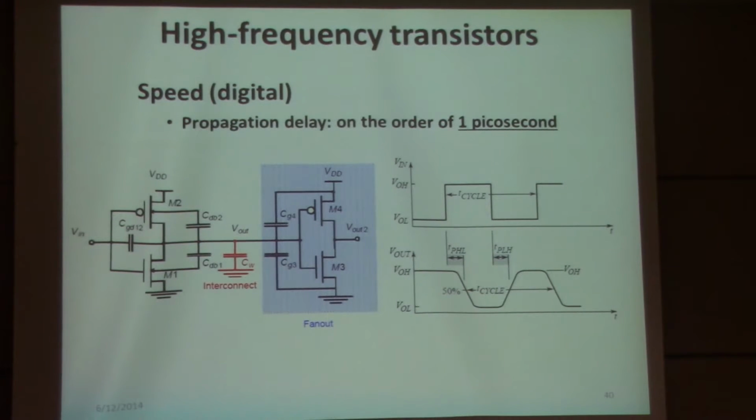Okay, and in terms of high frequency digital circuit design, right, high speed, there you talk about propagation delay. What does that mean? That means you have a driver, you have a receiver, identical, fan out of one, and your input signal, and you see your output signal. How much time does it take for your input to propagate to the output? It's on the order of 1 picosecond. 1 picosecond is very fast. Okay? All right.